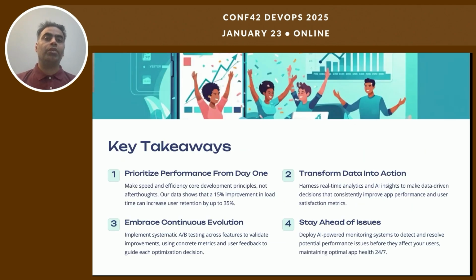Key takeaways. To conclude, let's focus on key takeaways. First, prioritize performance from day one. Make speed and efficiency the core development principles. Even a 15% improvement in load times can lead to a 35% increase in retention.